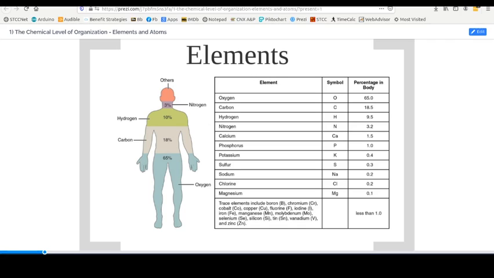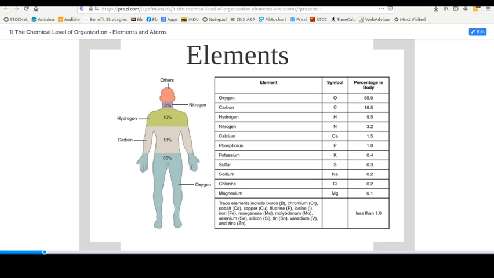But this table shows us how our body is composed of some different elements. The outline silhouette of the human body there just shows how much of each of the main types of elements compose the body. They're not going to be in our body in a solitary manner. We don't have 65% of just plain oxygen in our body. It's going to be a component of larger molecules or compounds.